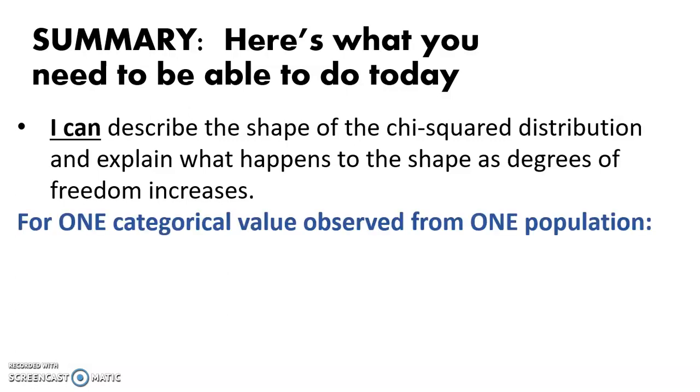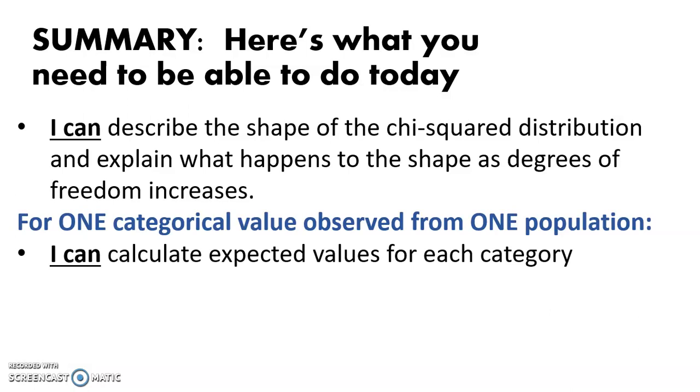The other thing is that we're looking at one categorical variable from one population. We're talking about a goodness of fit test here. You need to be able to calculate the expected values for each category. So you're going to use those n times p calculations, but you're going to have multiple ones of those. You're going to have p1 and p2 and p3 and p4 and p5. Those are your expected values.